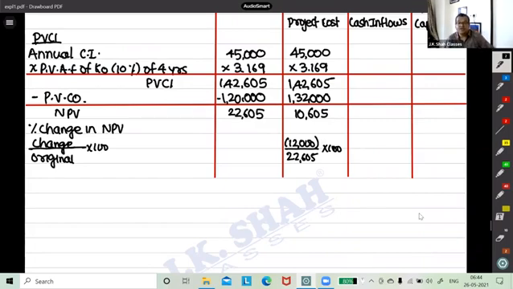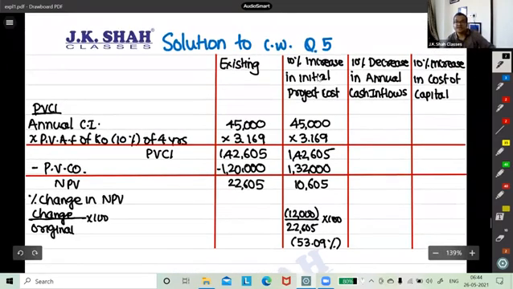The first case is 53.085. So let's write 53.09. Yes, correct. Okay, friends. Fine, let's go with the next one.